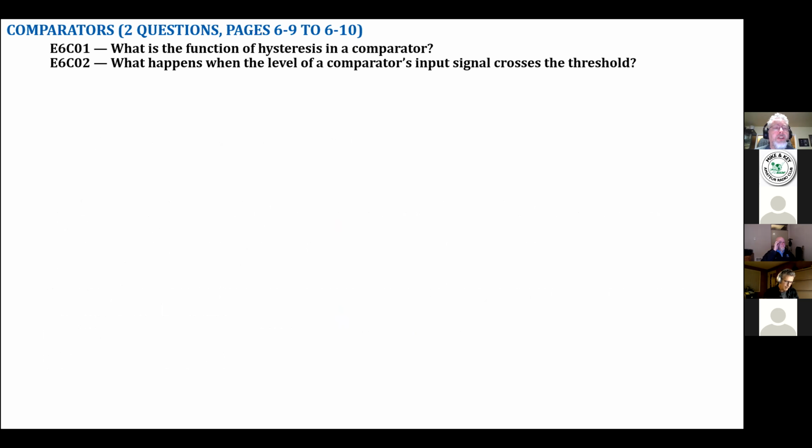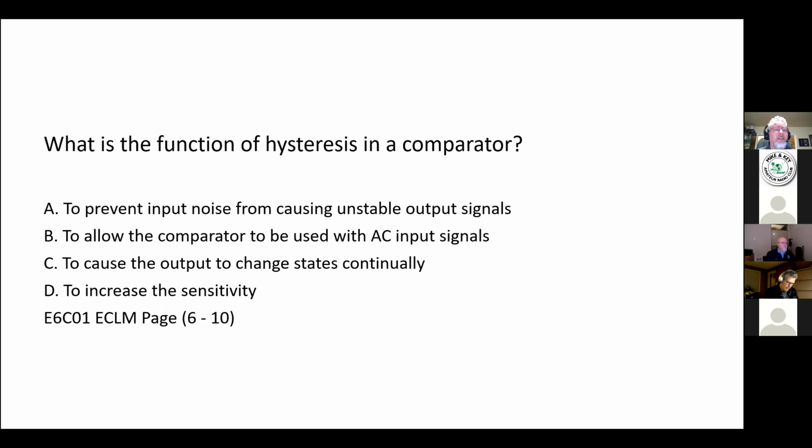Comparators, 2 questions. Now we're getting into the little ones that have a couple here and a couple there.